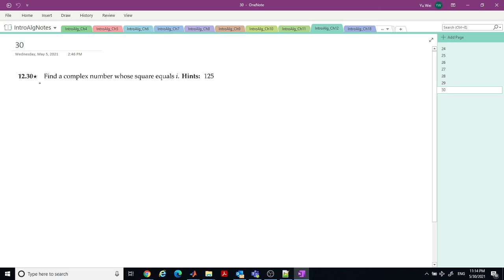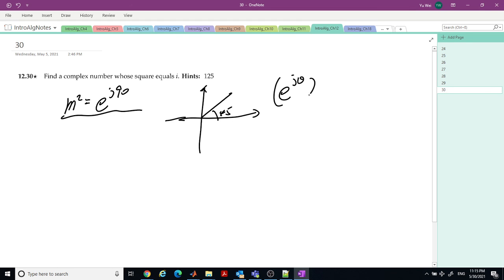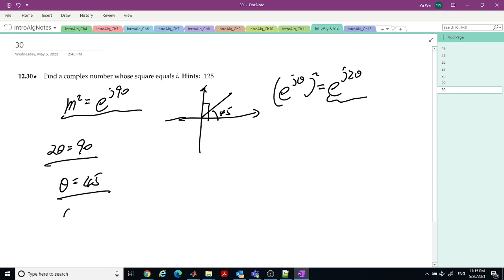Okay, so the final one is: what is the complex number whose square is i? So we need m squared to be equal to e^(j90°). So we double the angle: (e^(jθ)) squared is equal to e^(j2θ), because it's a unit number. So if 2θ is 90 degrees, meaning θ is either 45 degrees or θ can be negative 135 degrees, because from here it is 90, and from here it is negative 270. It's the same thing.